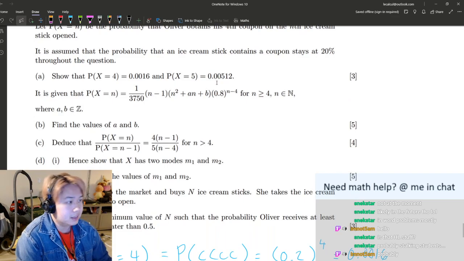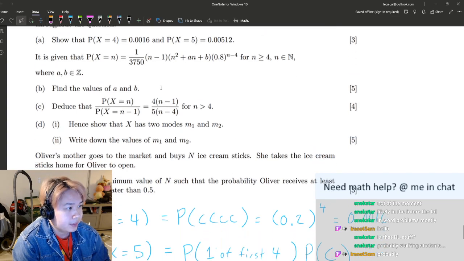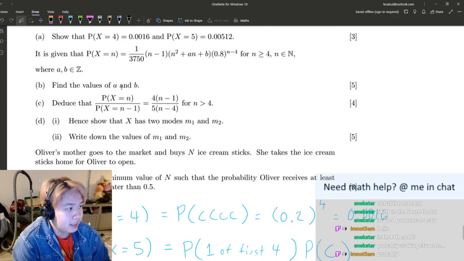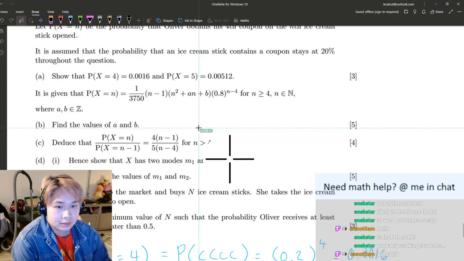Then let's see, it's given that the probability of x equaling n is this formula. Then I need to find the value of A and B, and those are these variables. But I do know that when x is 4, it's going to equal this, and when x is 5, it'll equal that. So I can plug in my values for n, and basically I have a system, and then I can solve for A and B.